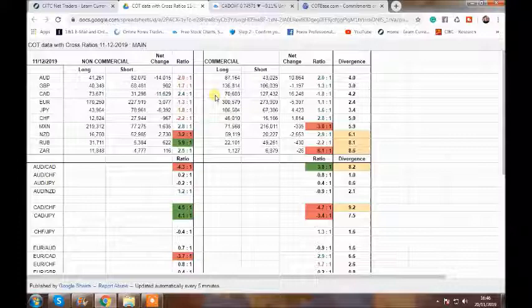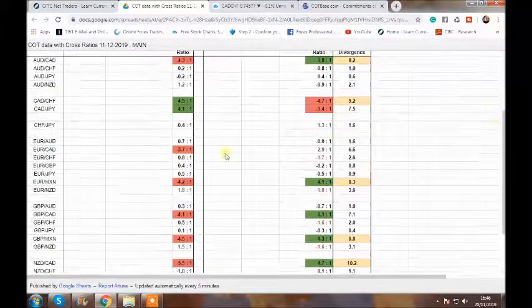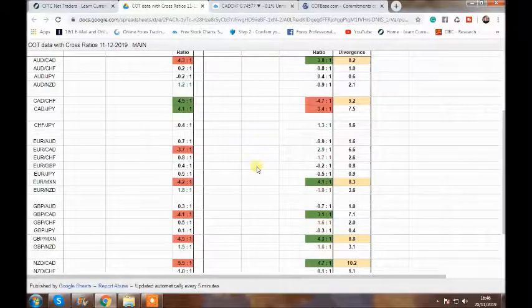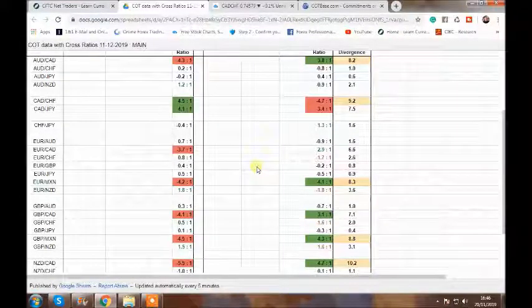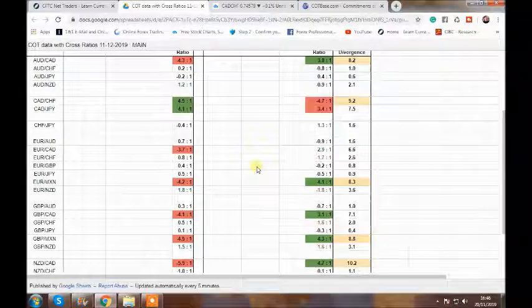But in terms of how the commercials view the CAD and the non-commercials, what we can see in the crosses is commercials universally bearish, really bearish. Speculators, non-commercials universally bullish, and we've got big divergences. Look at AUD CAD, 8.2. Now, if we get divergences above 7, we're normally pretty interested in going with the commercials. Get above 10, we've got a 10 plus divergence, then we're really interested. So this one's a good one, 8.2.